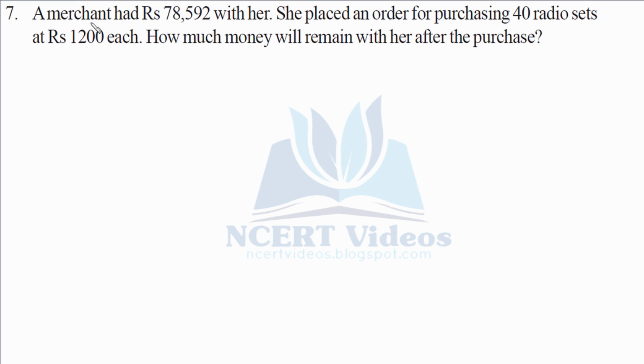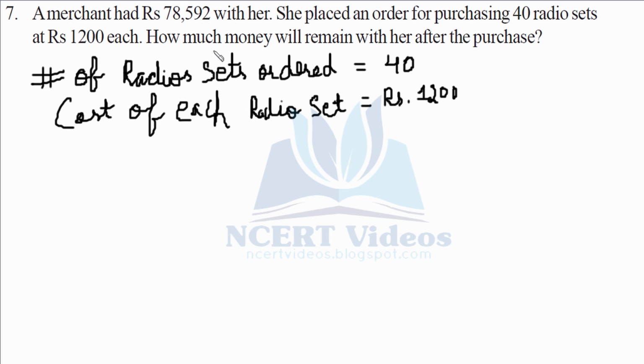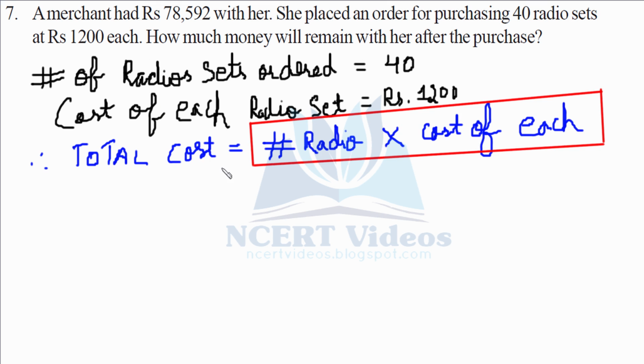Seventh part, a merchant had this much with her. She placed an order for purchasing 40 radio sets at 1,200 each. How much money will remain with her after the purchase? So in order to calculate this, first of all, we will have to know the cost of the radios. So total cost can be calculated by multiplying 40 into 1,200. That is number of radios into the cost of each. That gives us total cost. That is a multiplication problem, so we'll find total cost, that is 1,200 into 40.